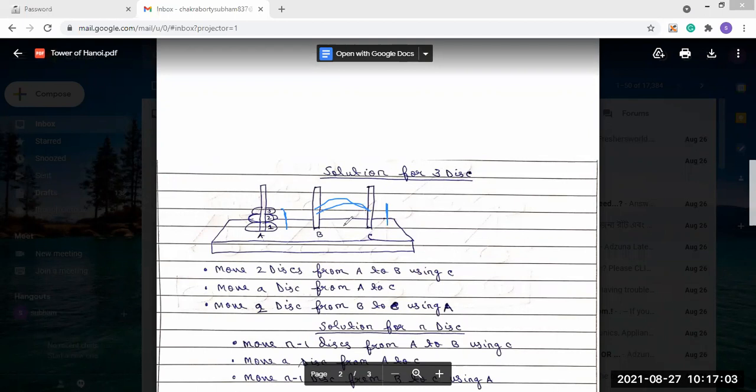And for maintaining that, we have to use this auxiliary tower. For some cases we have to use the auxiliary tower, because if a single disk is present, there is no problem. We directly move that disk. But when the number of disks increases, over 2, 3, then this problem happens. In those cases we have to maintain the auxiliary tower.